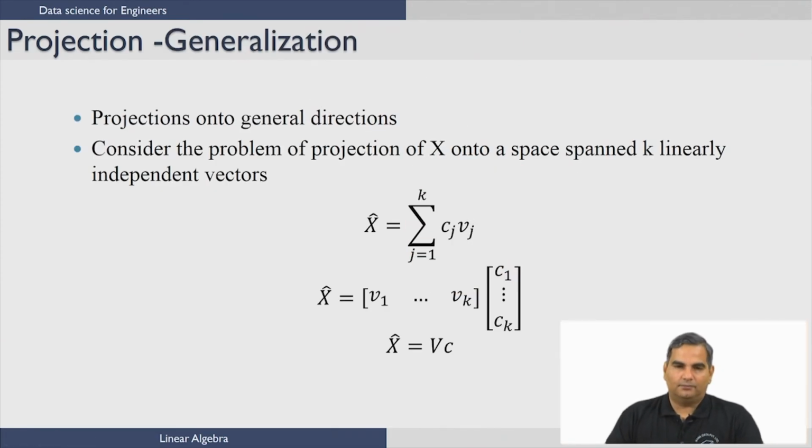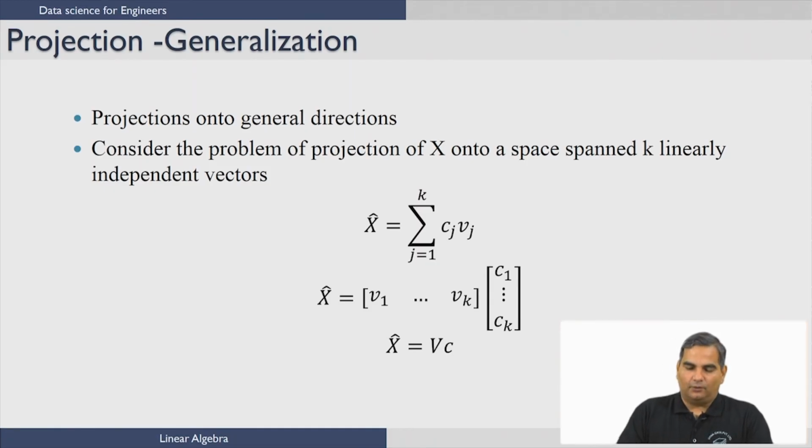Now, we talked about projecting onto a certain number of directions, and we also talked about projections when these directions are orthogonal. I am going to generalize this in the coming slides, so that we have a result that is general and can be used in many places. So, I am going to look at how we can project these vectors onto general directions. Let us consider the problem of projection of x onto a space spanned by k linearly independent vectors. Now, I have dropped this notion of orthogonal here. I am simply saying these vectors are independent.